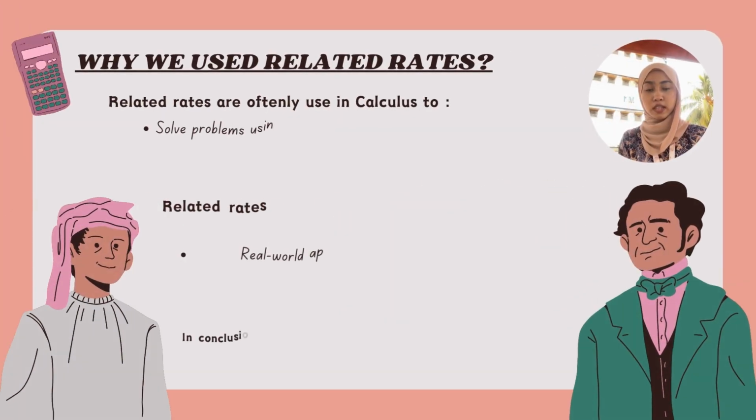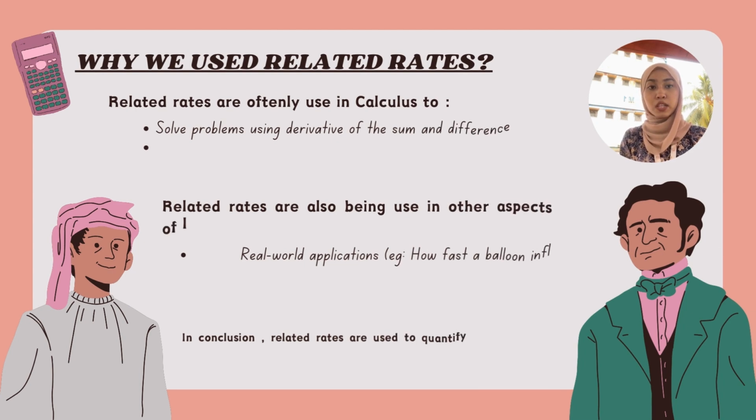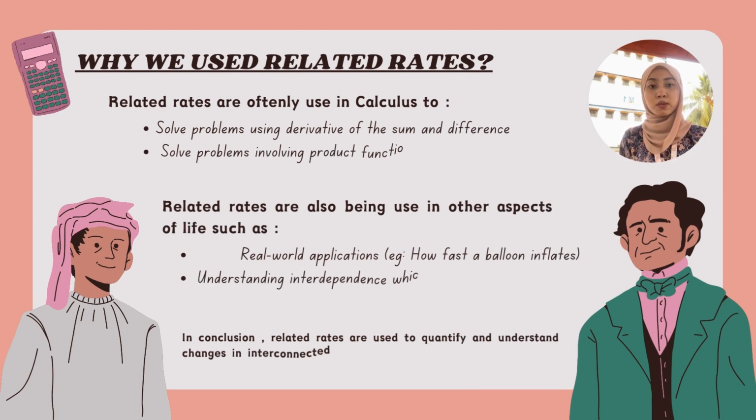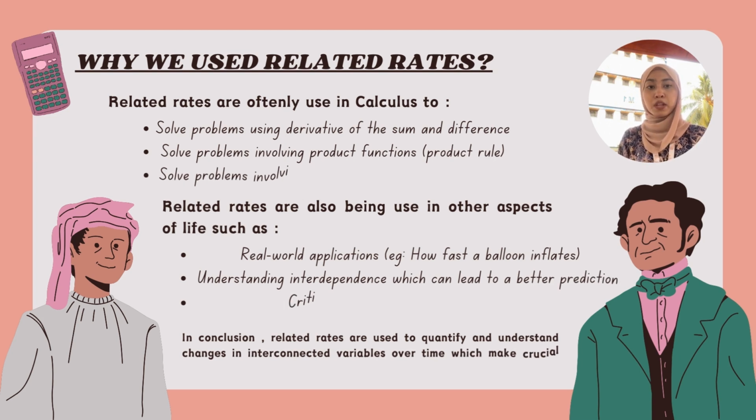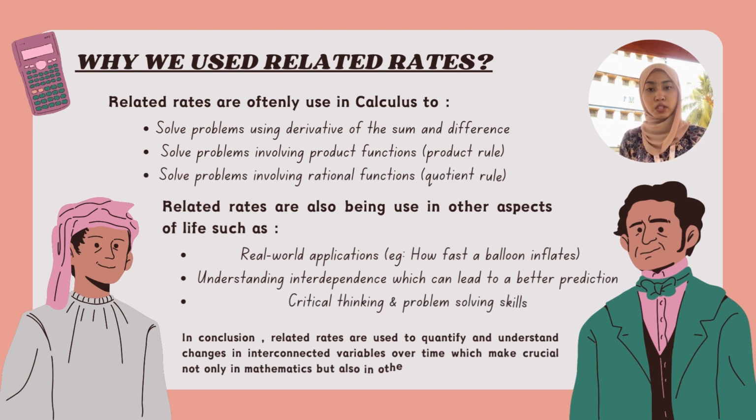Why do we use related rates? Related rates are often used in calculus to solve problems using the derivative of the sum and difference, solve problems involving product function, for which we will use product rule, and solve problems involving rational functions, for which we will use quotient rule. Related rates are also used in other aspects of life, such as real-world applications, for example, how fast a balloon inflates, understanding interdependence, which can lead to a better prediction, and also critical thinking and problem solving.